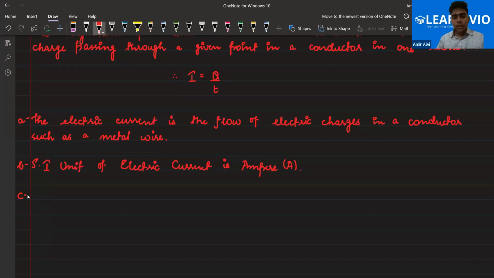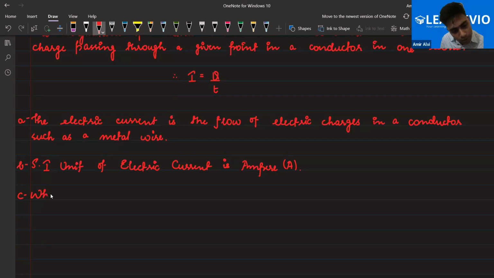Sometimes a two-marker question comes in the exam: define one ampere of current. What do you mean by one ampere of current? This is a two-marker question and it's very common. Just like we defined 1 volt of potential difference, 1 ampere of current is also defined like this.